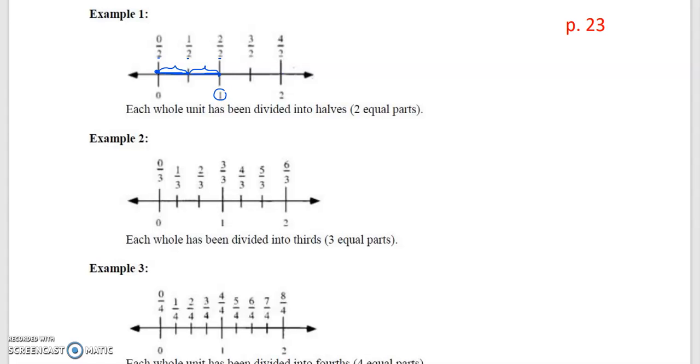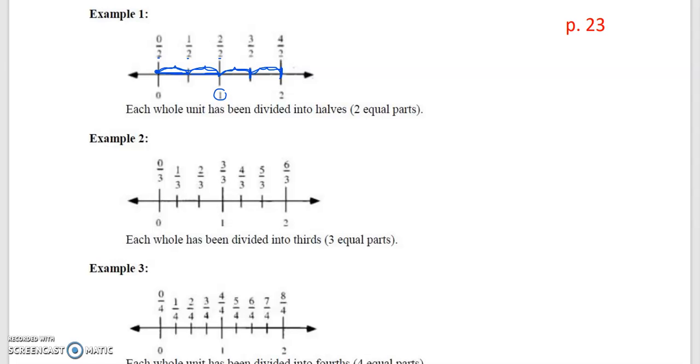Between 1 and 2, we also keep the same consistent spacing. We divide into a single piece, put our little marking, and second one, and put our mark here. So now we just keep counting up. So it's 1 half, 2 halves, now it's 3 halves, and then 4 halves, which is equal to 2. So each whole unit has been divided into halves, for example 1.